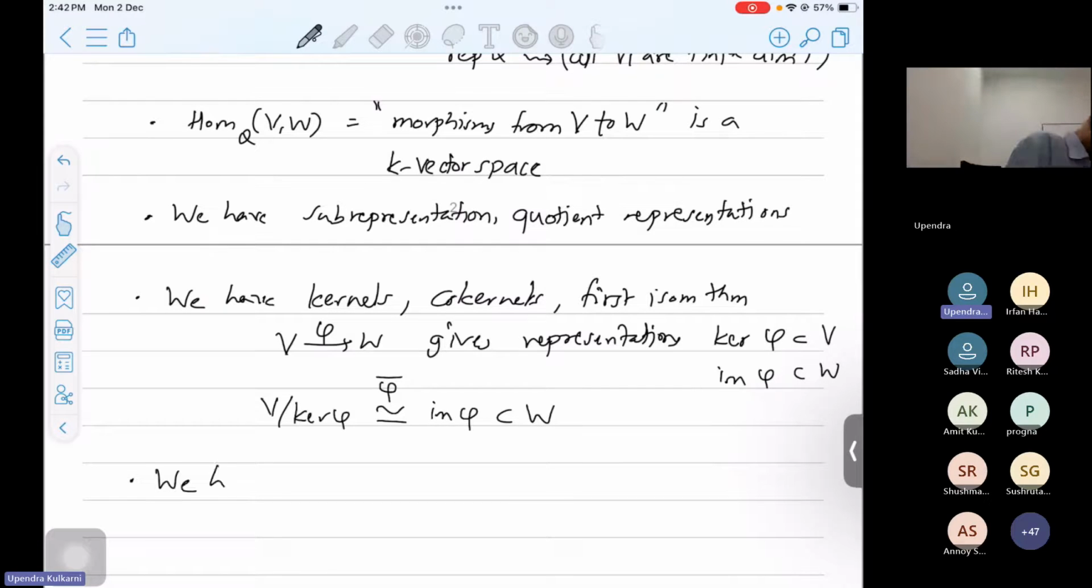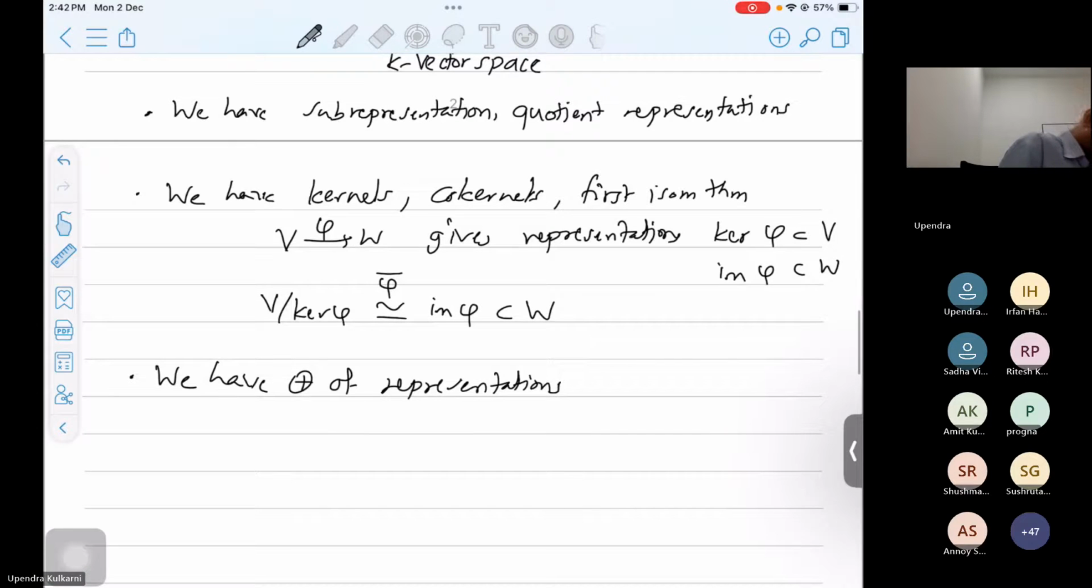So we have direct sum of representations. And what is the direct sum of representations? So V direct sum W. What does it mean to give a representation? It simply means I have to put a vector space at each vertex and a linear map for each arrow. Well, it's straightforward. Which vector space do I put at vertex i? I just take the two respective vector spaces and I add them.